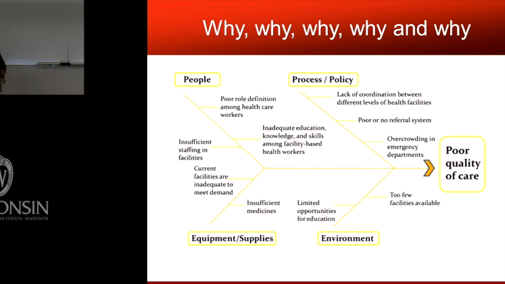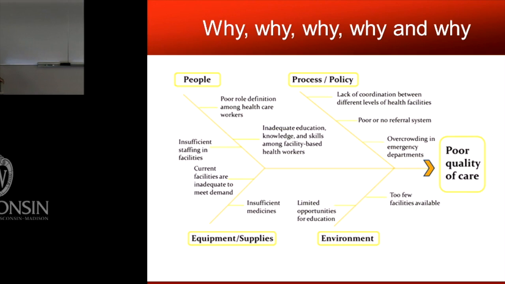So this lays out one issue of poor quality of care. Why is there a lack of coordination between different levels of the health system? This is in the policy line, and poor referral system. Why? There might be overcrowding in the emergency department, and you can say, okay, why is there overcrowding? Are there not enough beds, or are people not being triaged well? Why? Is it because there's not enough training? So it allows us to really dig into the issue and get to the bottom of some of these causes.